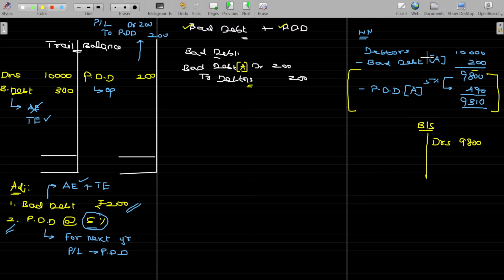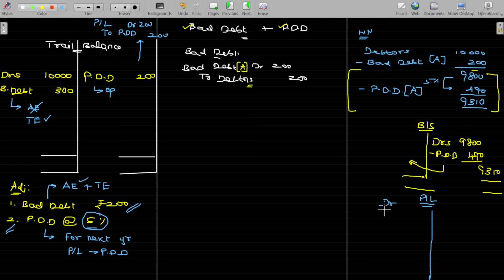Bad debts a loss debited to the P&L account. Usually we don't adjust that in the balance sheet. Minus PDD, PDD being 490. In the outer column, 9,310. Or sometimes the PDD could be posted on the liabilities side also, accepted. And next, how will this appear in the P&L account, sir?